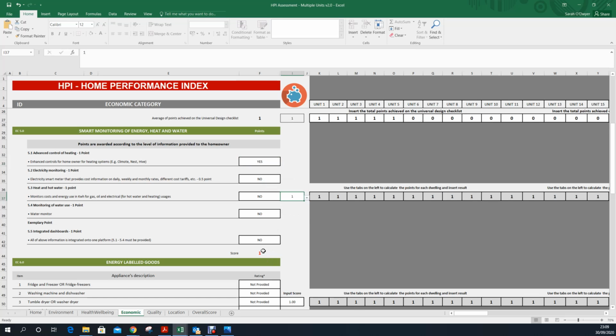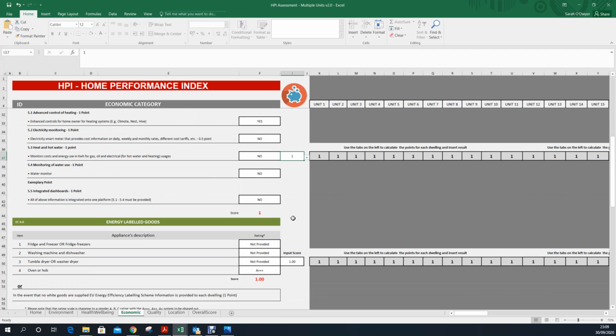So just here, you'd see what the score is, and you would put it into this tab, and then it applies across the board.